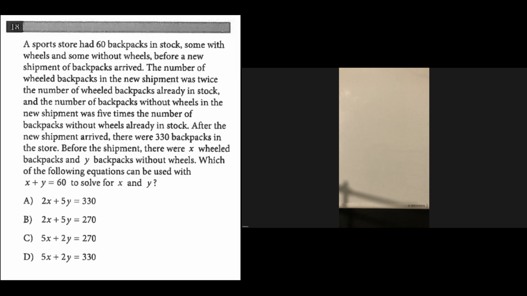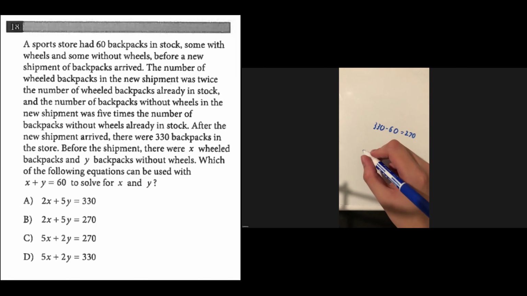Okay, so for this question, it says that after the new shipment arrived, there were 330 backpacks in the store, and it had 60 backpacks in stock. And since we're trying to find X and Y, which is the number of backpacks received in shipping, we'd have to do 330 minus 60 to find out the number that were received in shipping. So 330 minus 60 is equal to 270.